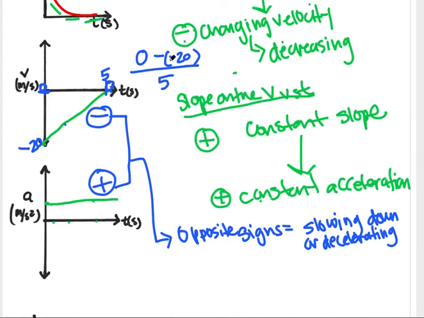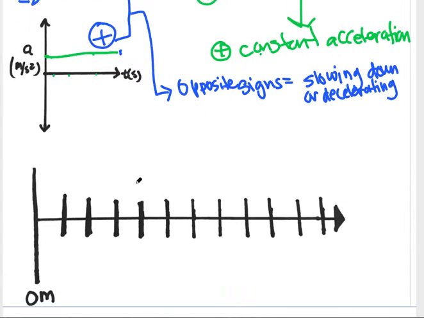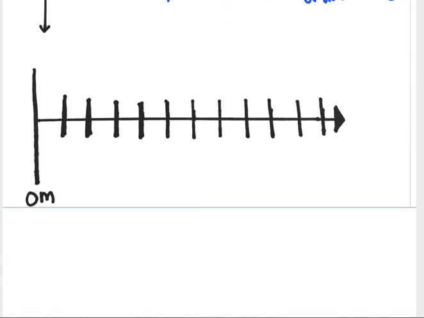Now, what is a negative and a negative? It makes it a positive. So we would end up with 20 over 5, which would be 4. So that positive 4 would represent the slope, and that slope would then be positive 4 meters per second squared, and that would represent acceleration. All right, for those of you who are wondering about it. If you weren't wondering about it, well, still don't worry about it.